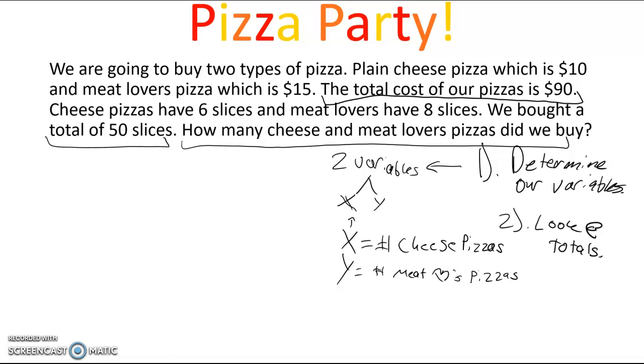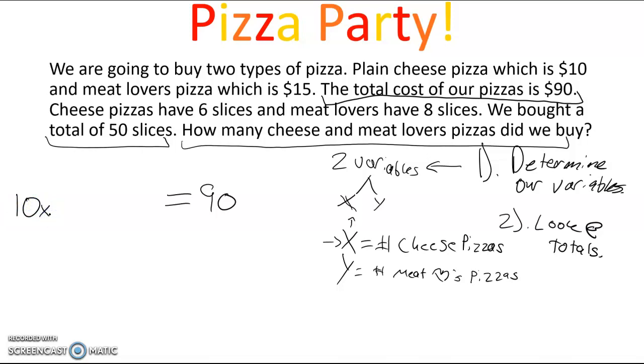So when we want to set these up, it says the total cost of our pizzas is $90, so let's go ahead and set up equals 90. Then let's look at the other information associated with cost. It tells us up here that cheese pizza is worth $10 and meat lovers is $15. Now remember, I don't know how many meat lovers and cheese pizzas I bought, but however many cheese pizzas I bought, which is x, if I multiply that x by 10, that's how much money I spent on cheese pizzas. So I'm going to write out 10 times x.